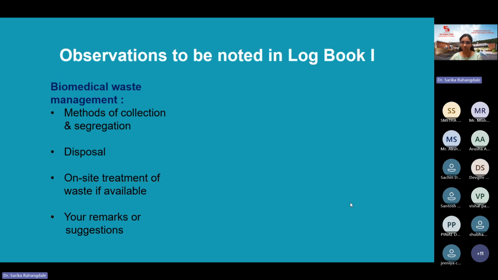So you will ask about it: the kind of waste generated in the hospital, whether it is being weighed or not, and whether they are maintaining a register and it is updated regularly or not.